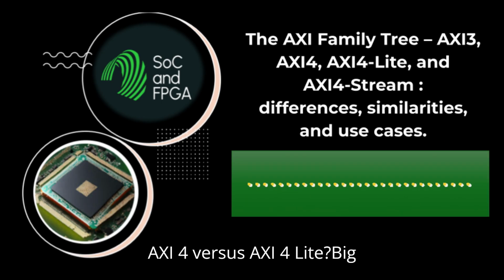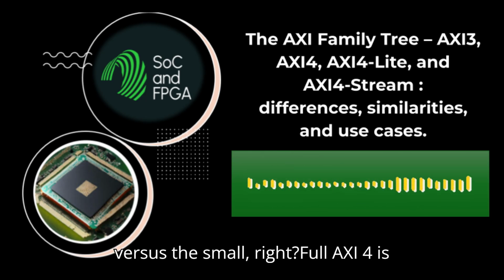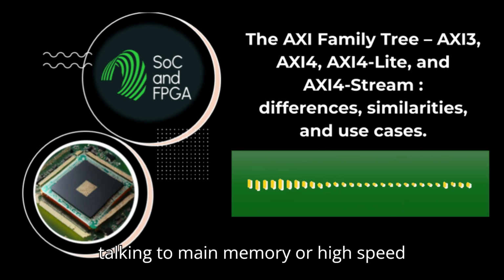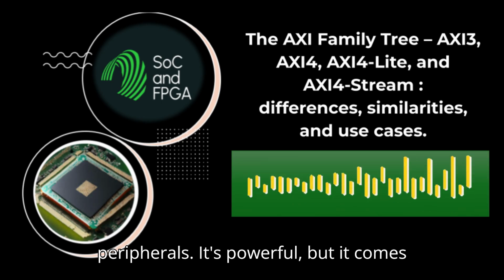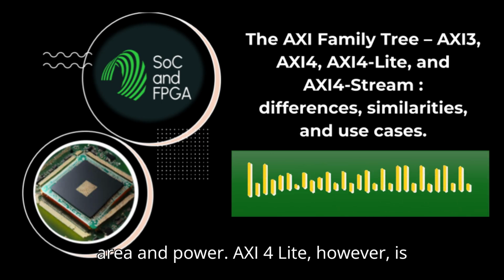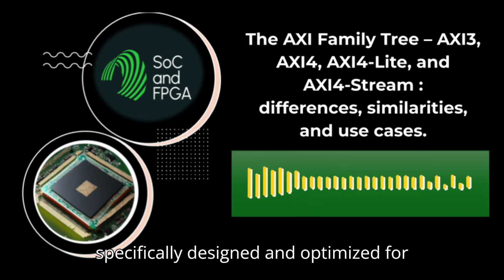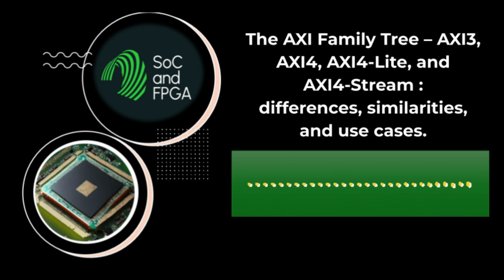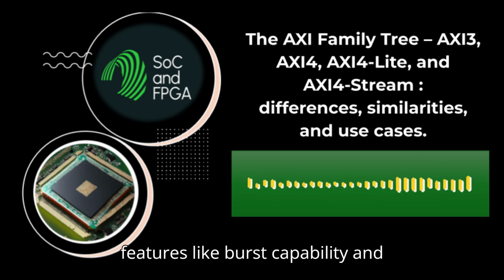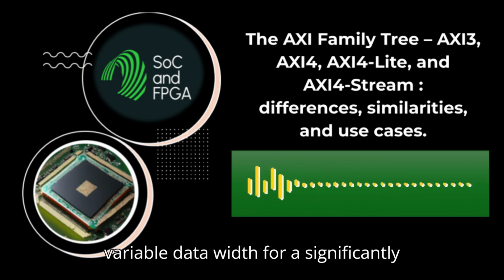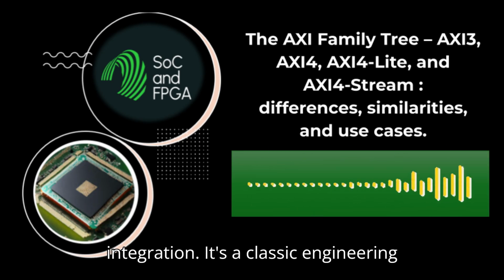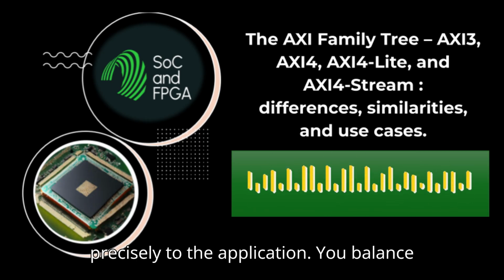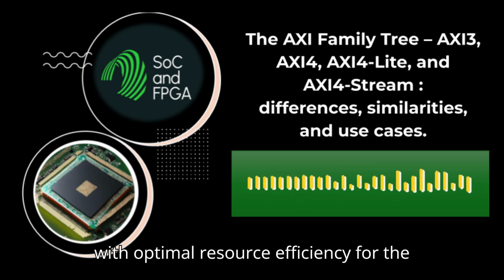Okay, now how about AXI4 versus AXI4 Lite? The big versus the small. Right. Full AXI4 is your powerful workhorse for memory-intensive, high-throughput operations like talking to main memory or high-speed peripherals. It's powerful, but it comes with higher complexity and uses more chip area and power. AXI4 Lite, however, is specifically designed and optimized for those simple, low-throughput control and status registers. CSRs. The CSRs, exactly. It deliberately sacrifices performance features like burst capability and variable data width for a significantly smaller logic footprint and much easier integration. It's a classic engineering trade-off, fitting the interface precisely to the application. You balance peak performance needs for some tasks with optimal resource efficiency for the simpler ones.